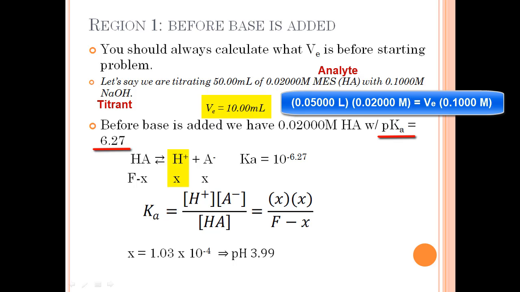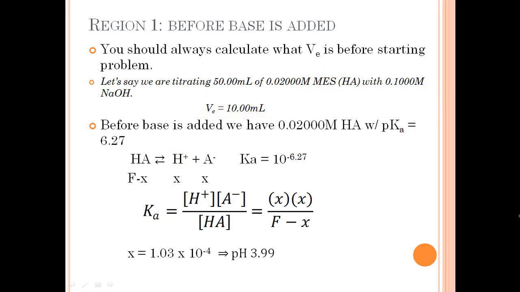So you can go ahead and convert that to pH directly by the negative log of H plus equals your pH, which you'll get 3.99. Region 1 is dominated by the weak acid dissociation. So you just find the pH as we've done normally before.